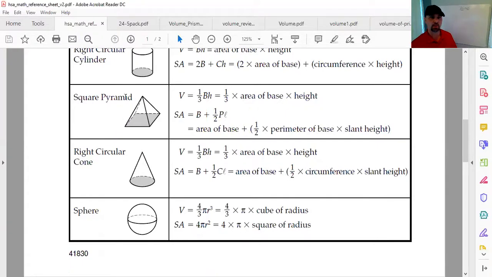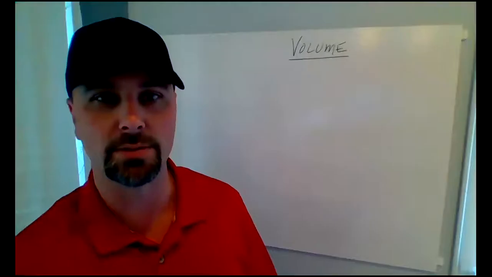We have a square pyramid, a right circular cone, or what we would just call a cone. So we have a pyramid, a cone, and then a sphere, which looks like a ball. I'm going to go through each of these, and then we will do some practice problems.